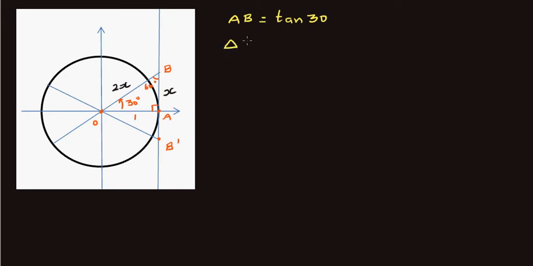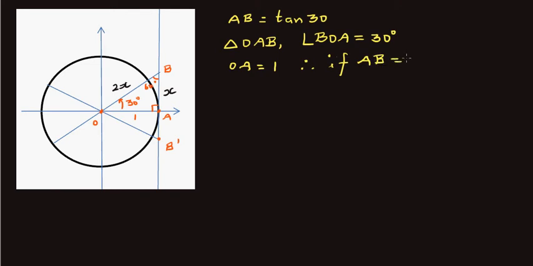So we can say in triangle OAB, angle BOA is 30 degrees, and OA is 1 because it's a unit circle, it's the radius of the circle. Therefore if AB is equal to x, the hypotenuse OB is going to be 2x.